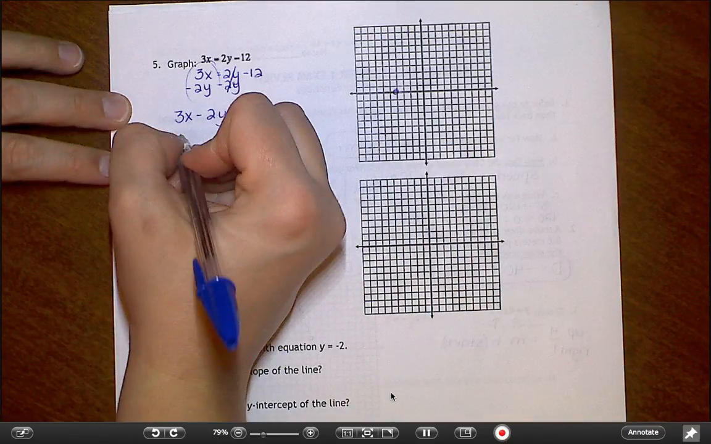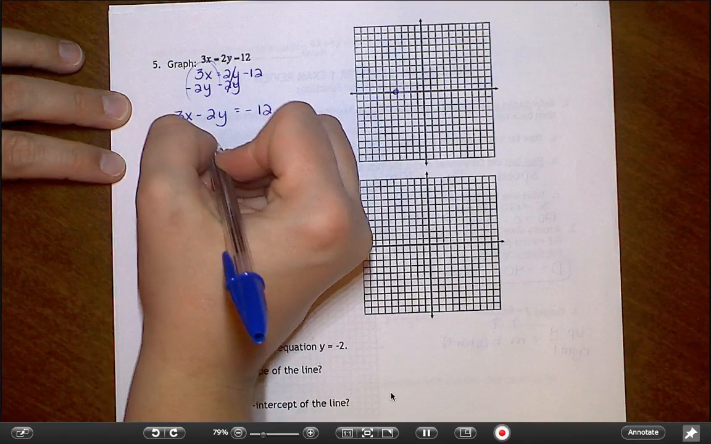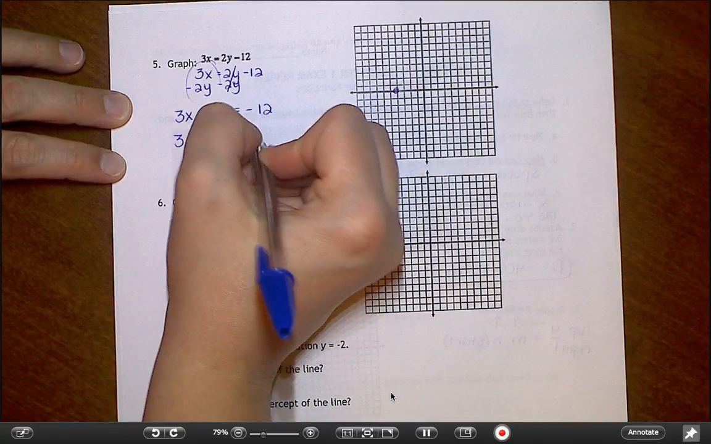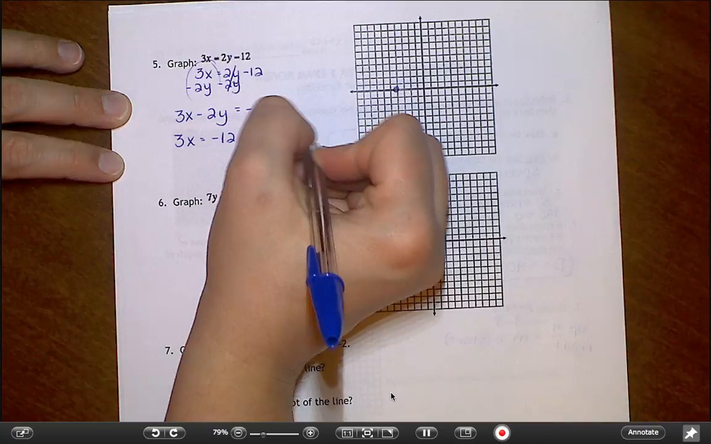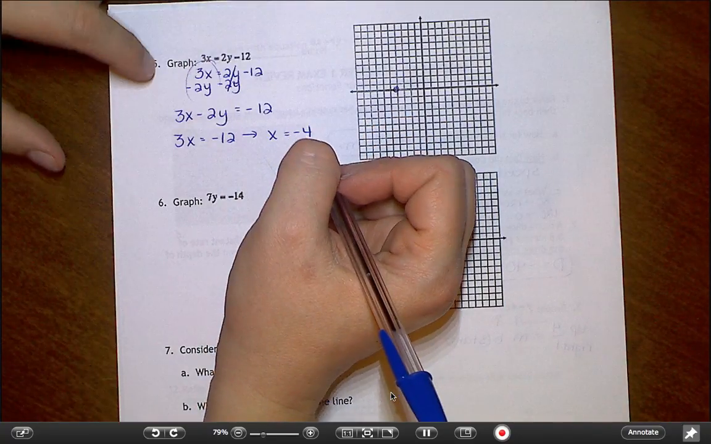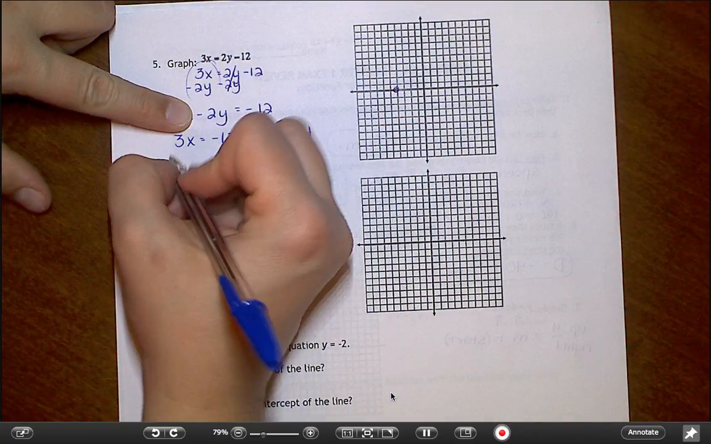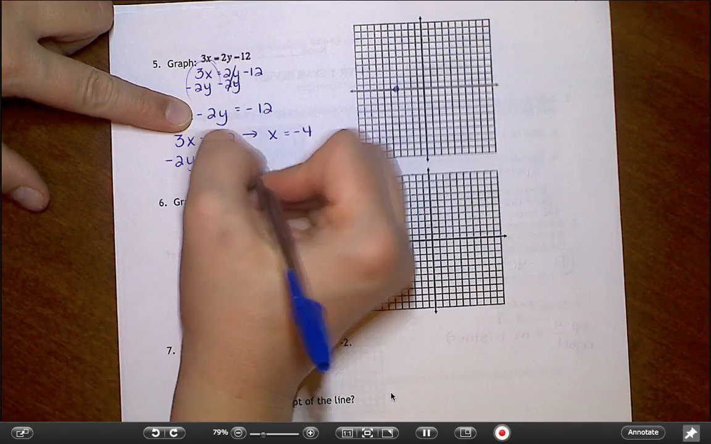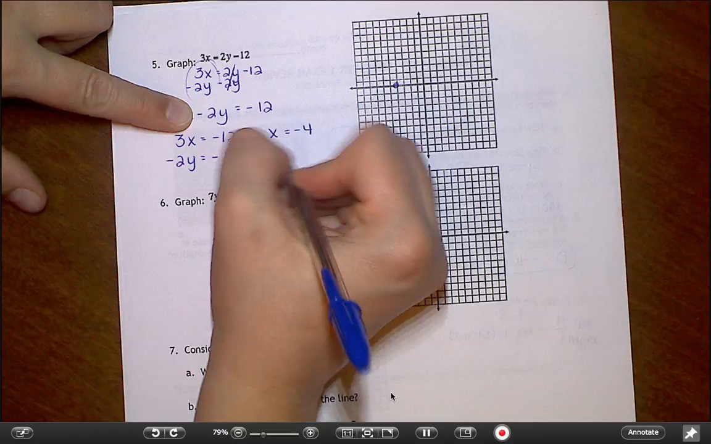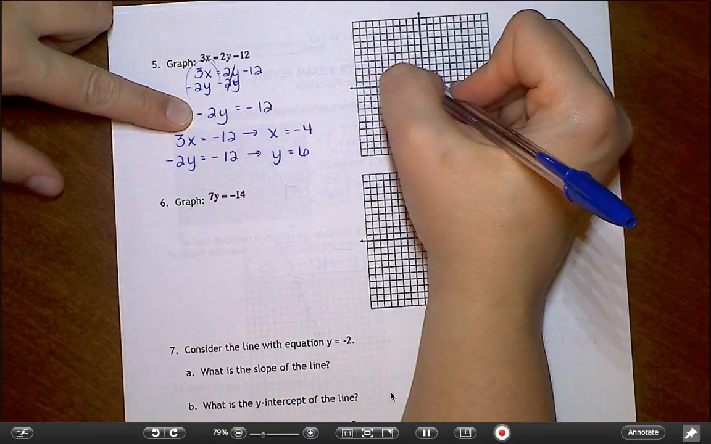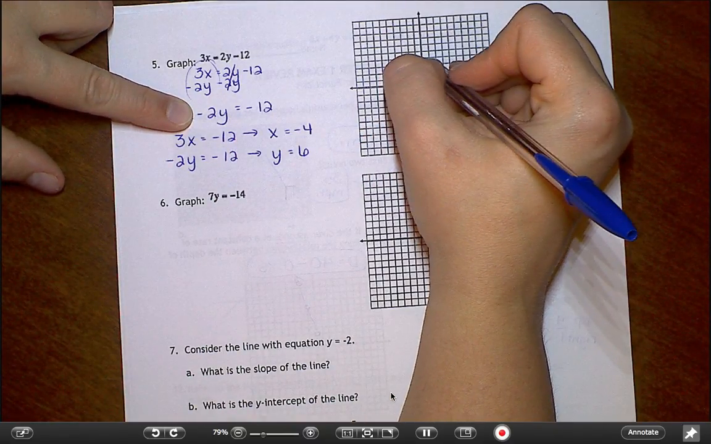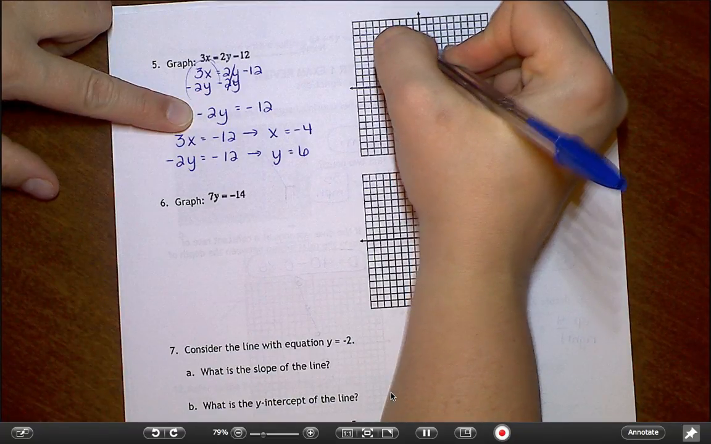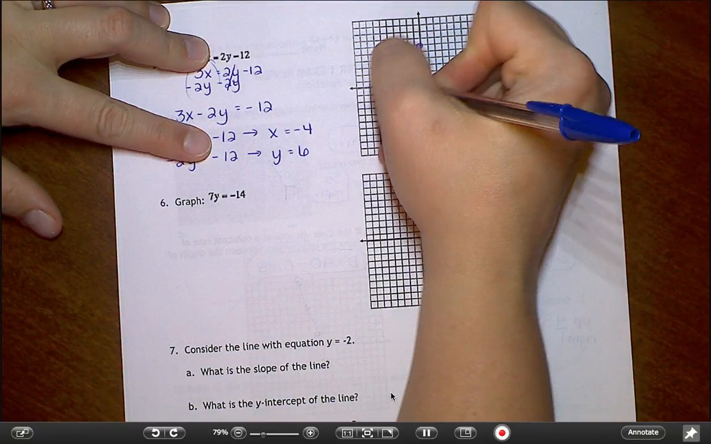Just jot this down. 3x equals negative 12, which means x equals negative 4. And then I'm going to cover up the x, so I have negative 2y equals negative 12, which means y equals positive 6. So y, 1, 2, 3, 4, 5, 6. And graph your line and you're good to go.